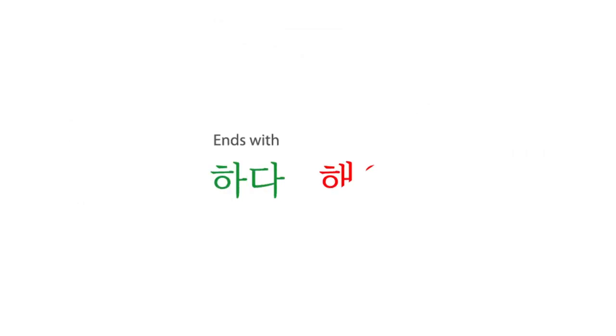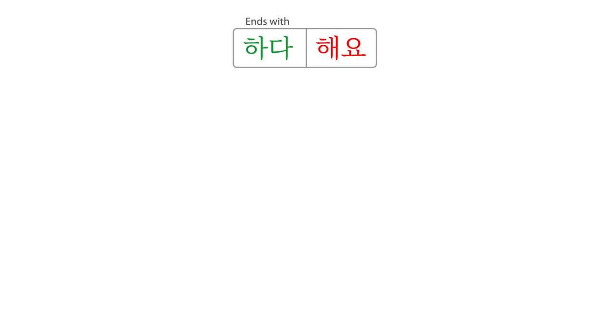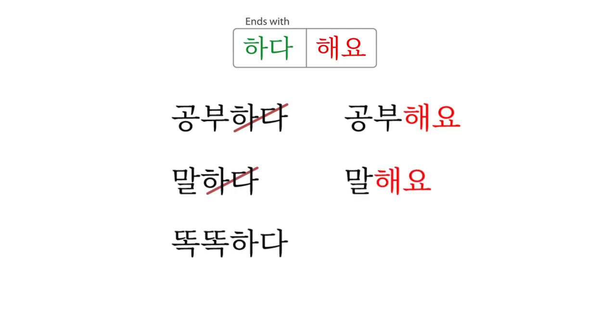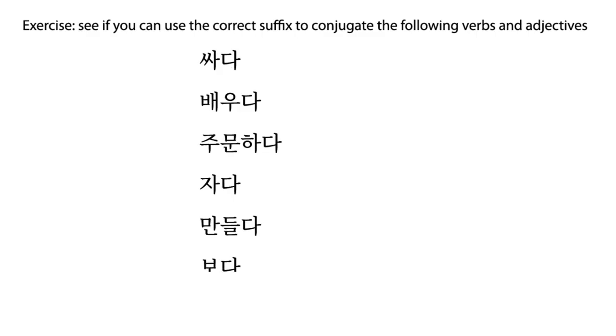If the verb or the adjective ends with 하다, we simply change it to 해요, for example, 공부하다, 공부해요. 말하다, 말해요. 똑똑하다, 똑똑해요. Exercise. See if you can use the correct suffix to conjugate the following verbs and adjectives.